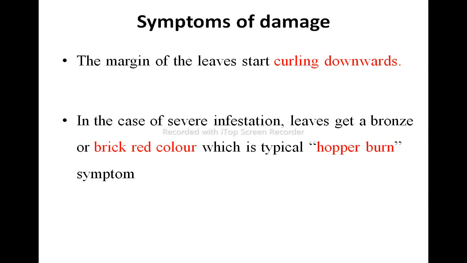Next, symptom of damage, means which type of symptom we can see on the cotton that is affected by the leafhopper. First, the leafhopper attacks and sucks the juice from the margin of the leaves. Because of that, the leaf starts curling downward. And second, when the infestation is more, the margins of the leaves convert into brick red color, which we can say hopper burn appearance. I will show in the next slide.